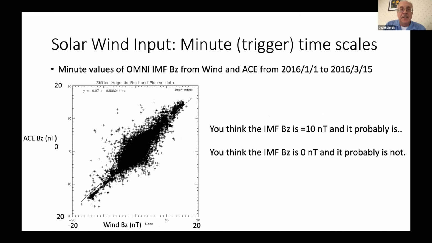How about on minute timescales? There, the scatter looks even worse, big scatter. Now, if you think the IMF is plus 10 nanoteslas, in general, from one spacecraft, the other spacecraft says it's also about plus 10 nanotesla. But how about if you thought it was 0? There's a big spread in what it might really be if ACE is the one that's really seeing what the input is, and Wind is the one that is what you think the input is. Maybe those discrepancies bother you. Maybe they don't. I don't know.